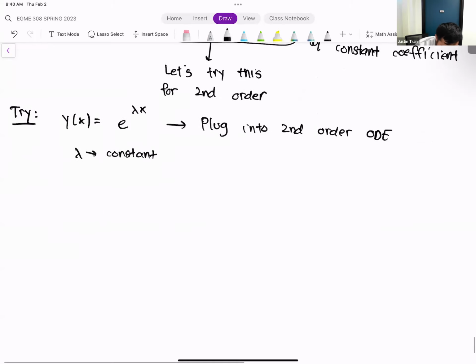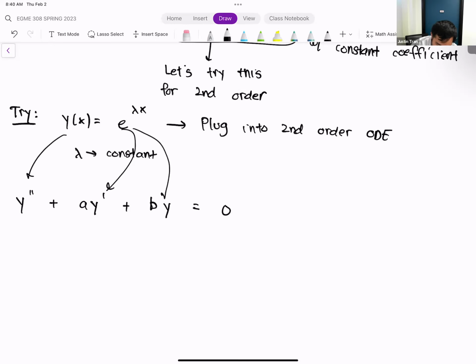Okay. So let me go ahead and write our second order ODE here again. So we have y double prime plus a y prime plus b y equal to 0. And so what I'm going to do is plug this in for all of the y's here. And to do that, of course, we need their derivatives. So y prime, we're going to take the derivative of our trial solution. And so the derivative of e to the lambda x is lambda e to the lambda x. And y double prime, of course, is lambda squared e to the lambda x.